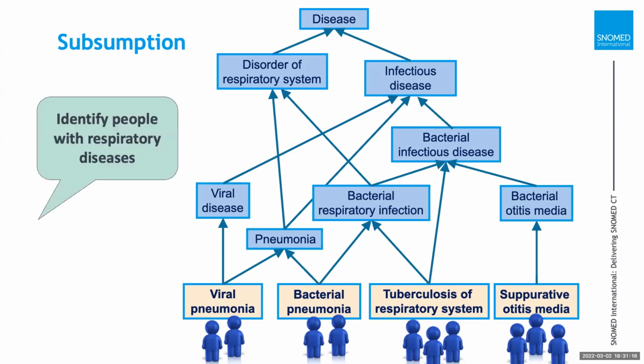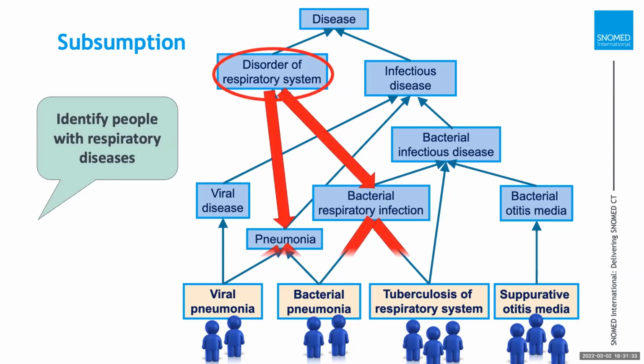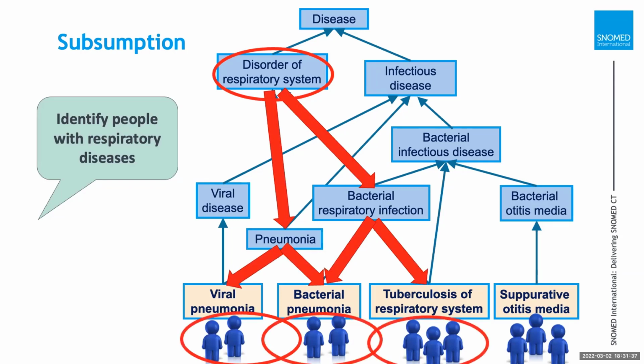So suppose you want to identify who within our population have a respiratory disease. This means that we have to identify all the descendants of the concept disorder of respiratory system, and then count how many people within our population are associated with any of the descendants. So here we use the relationships in SNOMED CT, the hierarchical relationships that we call ISA relationships, to identify who within our cohort has a disorder of the respiratory system.